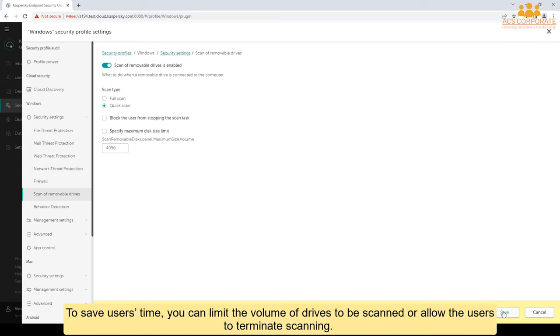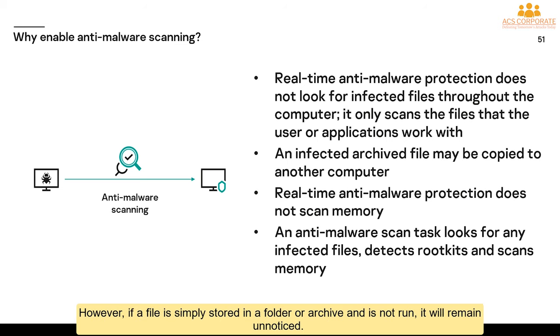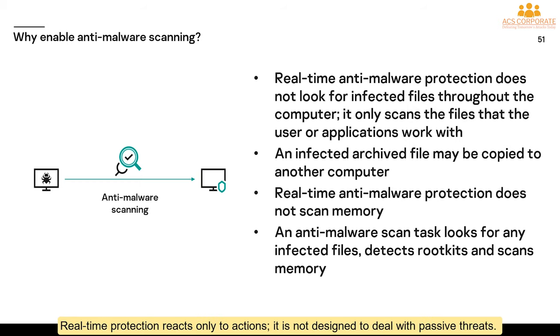To save users time, you can limit the volume of drives to be scanned or allow the users to terminate scanning. File threat protection, behavior detection, and other protection components intercept all operations on the computer and block any infection attempts. However, if a file is simply stored in a folder or archive and is not run, it will remain unnoticed. Real-time protection reacts only to actions. It is not designed to deal with passive threats.